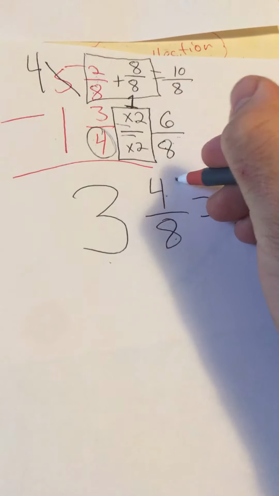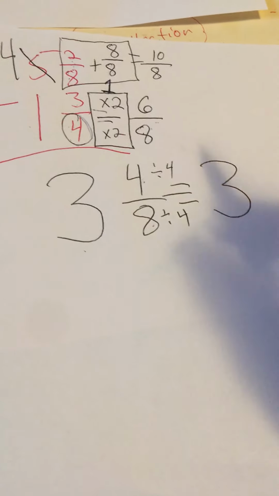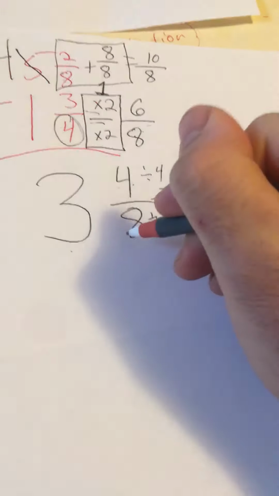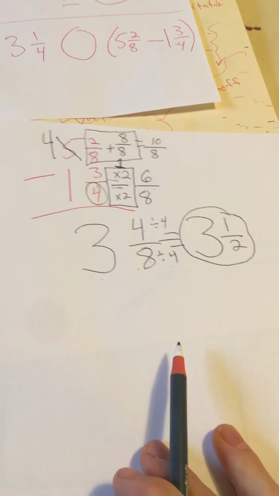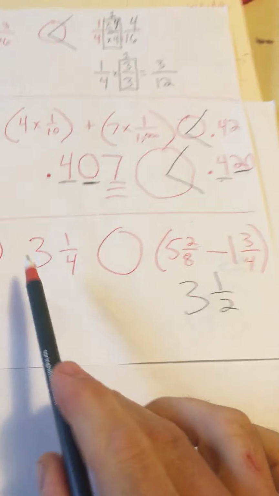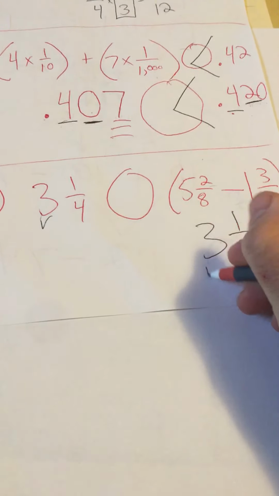And in simplest form, we can divide these both by 4. We'll divide by 4/4. 4 divided by 4 is 1, and 8 divided by 4 is 2. So the answer to that, when we did the subtraction, 5 and 2/8 minus 1 and 3/4 was 3 and 1/2. So let's go back to this page. We have 3 and 1/4 or 3 and 1/2. 3 wholes and 3 wholes.